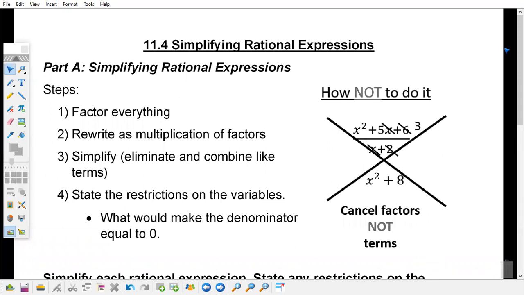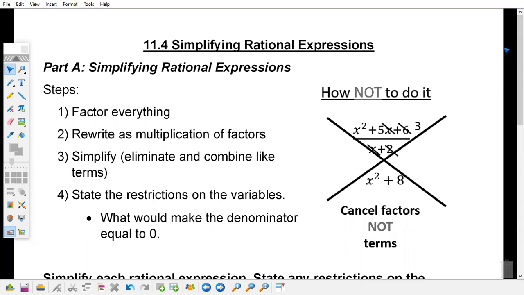Step 2, we're going to rewrite as multiplication of factors. So we rewrite everything as multiplication. Step 3, we simplify, which means to eliminate and combine like terms if possible. And then step 4, we're going to state the restrictions on the variables, okay? And the restrictions mean what would make the denominator equal to 0.